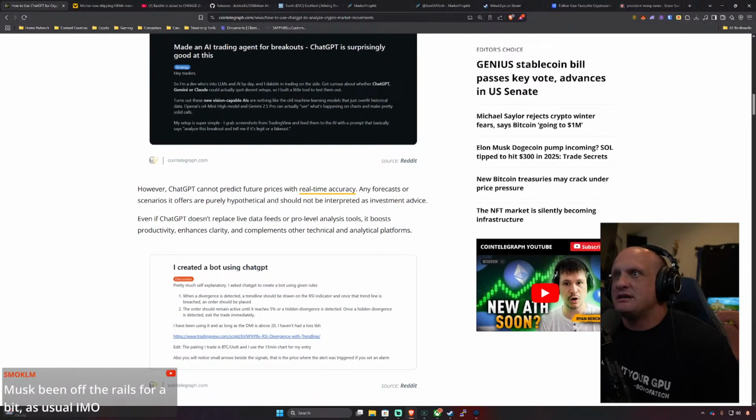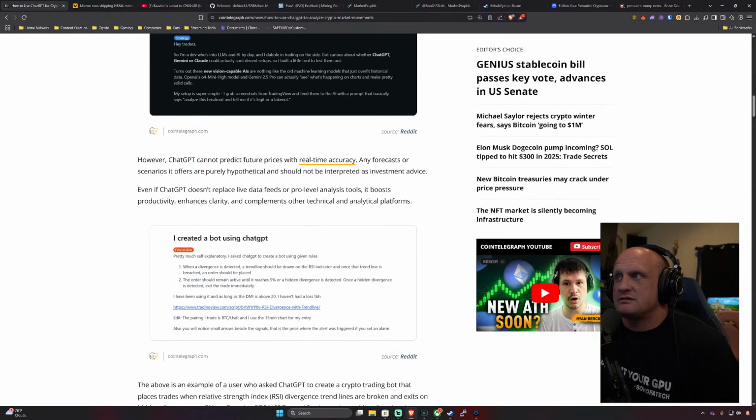However, ChatGPT cannot predict future prices with real-time accuracy. Any forecasts or scenarios it offers are purely hypothetical and should not be interpreted as investment advice. Even if ChatGPT doesn't replace live data feeds or pro-level analysis tools, it boosts productivity, enhances clarity, and complements other technical and analytical platforms.